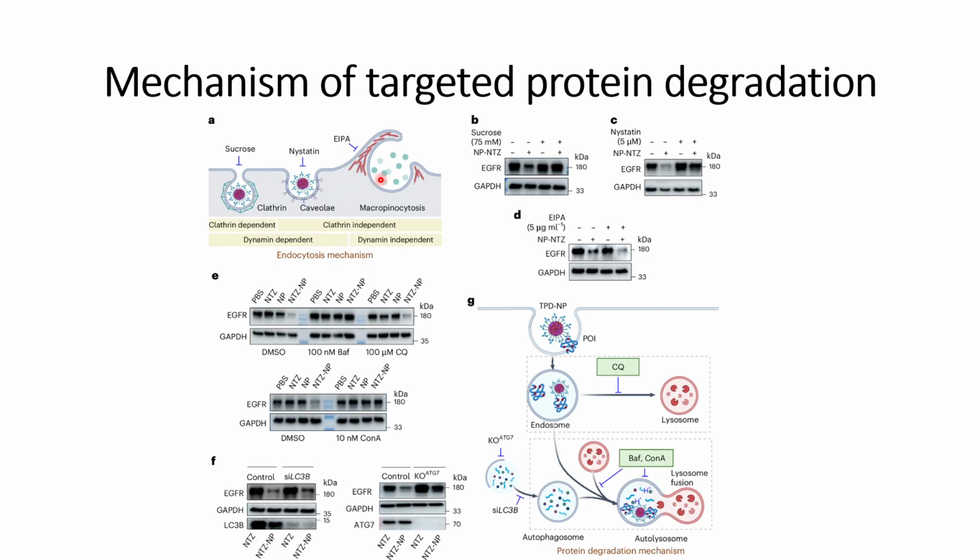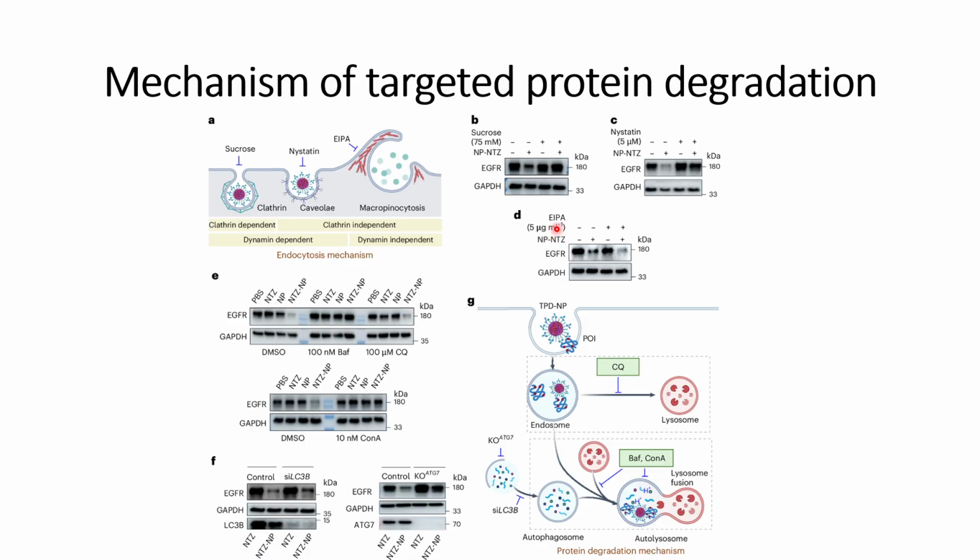They checked their results using Western blot, and what they were able to see is that with 75 millimolar concentration of sucrose, they are not able to see a decrease in the EGFR concentration, indicating that the clathrin dependent pathway plays an important role. Similar results they have seen for nystatin, which inhibits Caveolae dependent internalization, and in this case also the EGFR degradation has been prevented.